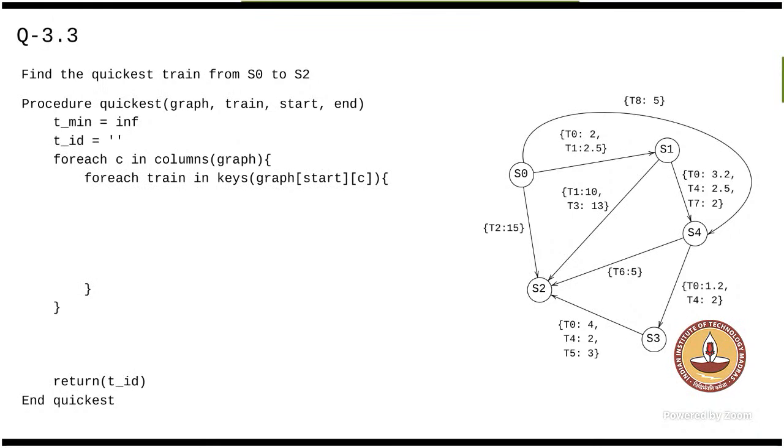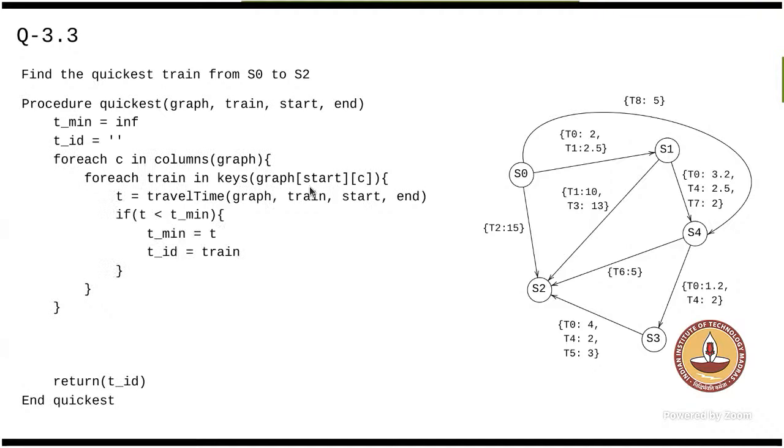So for each train that connects the start station to any station, you look at the travel time of this train from start to end. We are interested in all those trains which start from S0, the start station, and look at all those which can reach the end station. Now, if that time is less than the minimum time, then you update the minimum time, and you also update the train which will take you in that minimum time. Yes, we store the train ID.